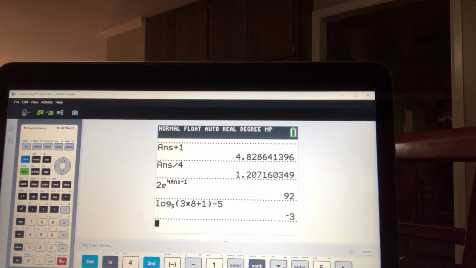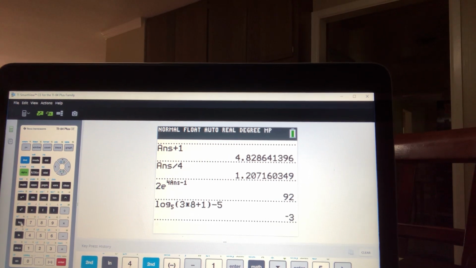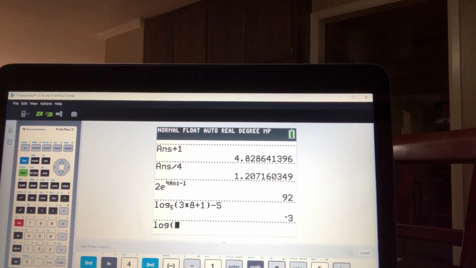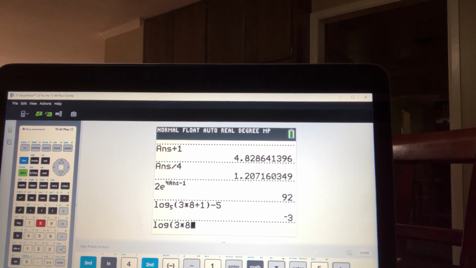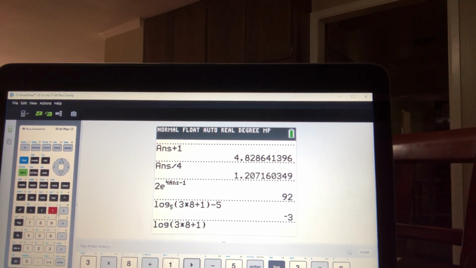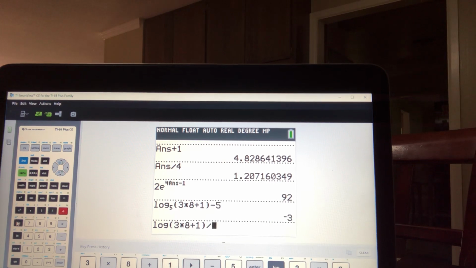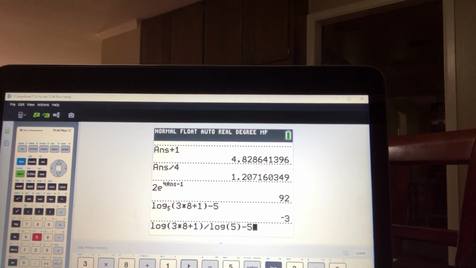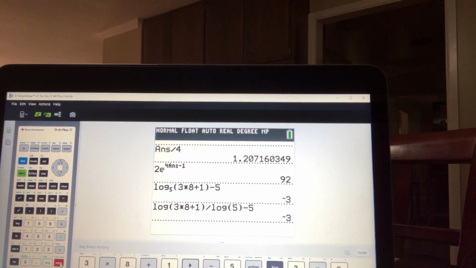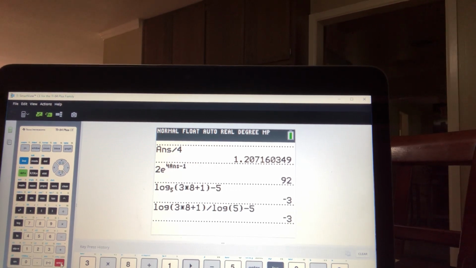Okay, so if your calculator is a little different, you'll have to do change of base. So you would do it like this, log 3 times 8 plus 1, that would stay the same. But you will divide it by the common log of the base 5. And you still have to subtract 5 outside of the parentheses. So if you notice, you'll get the same thing. So either way, -3 is correct. Okay, so that means our solution 8 is fine.